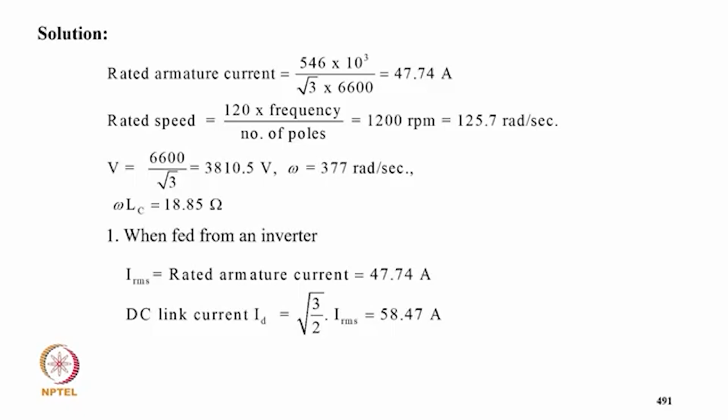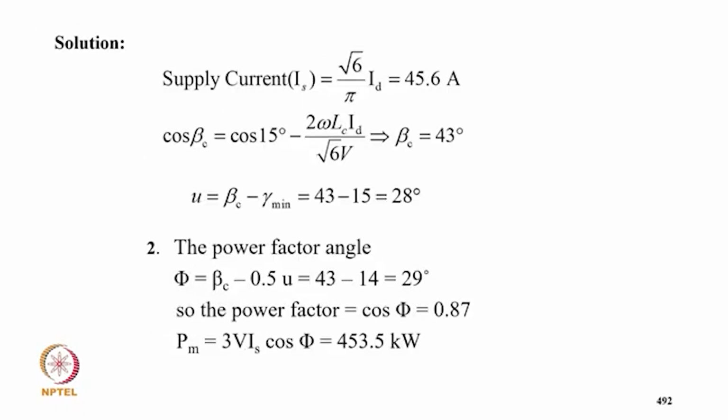The speed is 120 f upon the number of poles, which comes to 1200 rpm, 125.7 radian per second, V equal to 6600 by root 3, 3810.5 volt, omega LC 18.57. For one motor-fed inverter, the rated current is 47, and the DC link current is root 3 upon root 2 into IA, that's 58.47 ampere, and supply current is root 6 upon pi ID, 45.6 ampere. cos beta C equal to cos 15 minus 2 omega LC ID upon V, beta C comes to 43, and mu equal to beta C minus gamma, that comes to 28 degree.